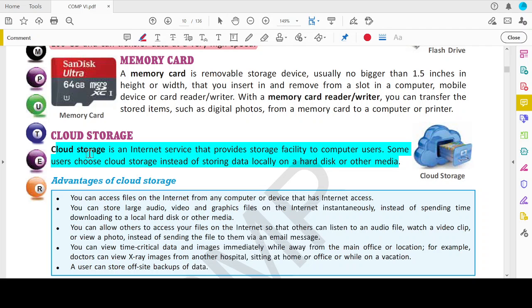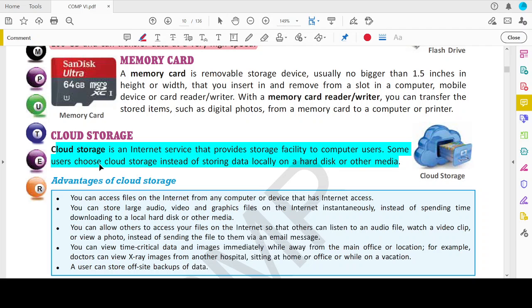Once you store it on the server, you can access it from any part of the world by logging into the server. So here you do not need to carry your own data. You can just access the server if you have an active internet connection. So what is cloud storage? Cloud storage is an internet service that provides storage facility to computer users.